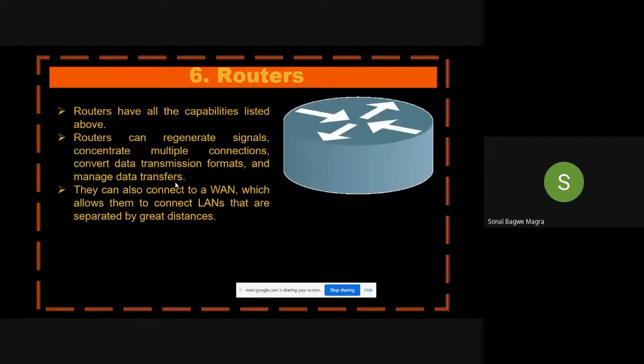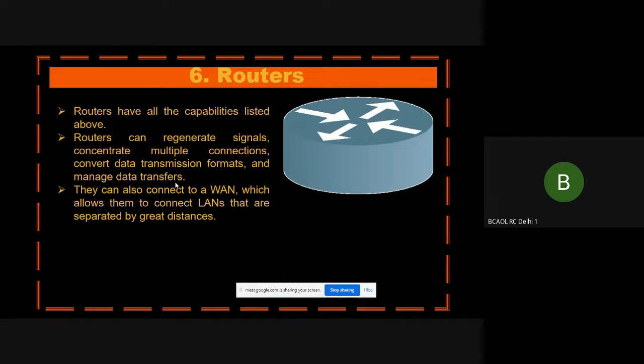Ma'am, what is WAN? Wide area network, that is a kind of internet where all the countries and all the world's computers are connected. That is your internet, WAN, wide area network.